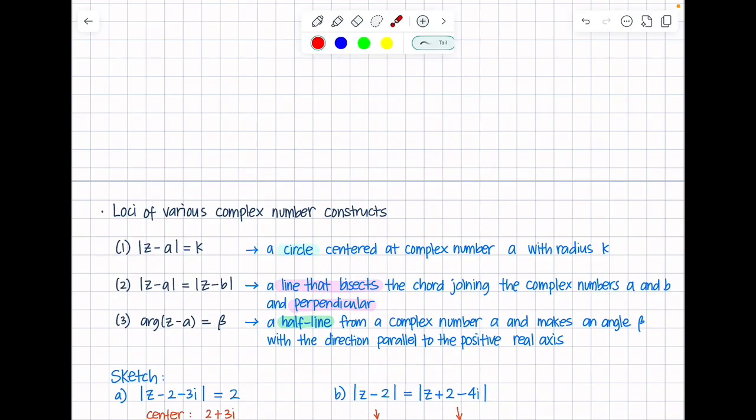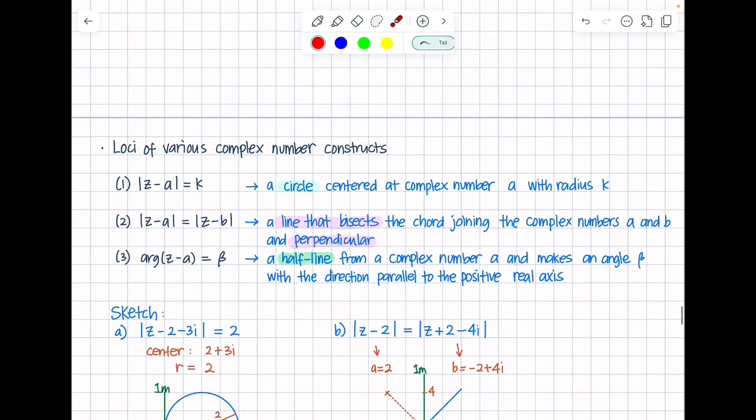The last part of complex numbers is loci of various complex number constructs. There are three different loci. The first one, modulus of z minus a equals k, is a circle centered at complex number a with radius k. The second one, modulus of z minus a equals modulus of z minus b, is a line that bisects the chord joining the complex numbers a and b and is perpendicular, or in other words, the perpendicular bisector. The last one, argument of z minus a equals beta, is a half line from the complex number a that makes an angle beta with the direction parallel to the positive real axis.